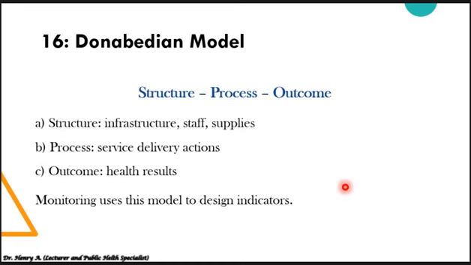Again, look at the Donabedian model, where it's about the structure put in place, the process where we utilize those structures, and then the outcome following the impact of the activities in the life of that community. So structure has to do with the infrastructure, the staff, the supplies that were made. The process is how the service delivery or the action in the course of the service delivery was approached or put forth before the community. The outcome simply means the health results.